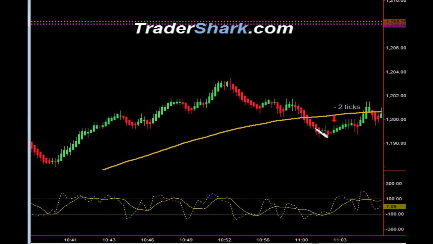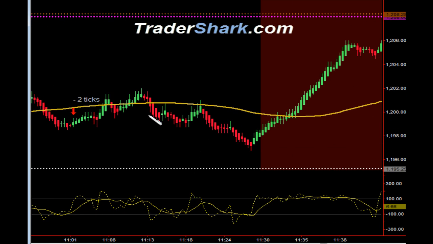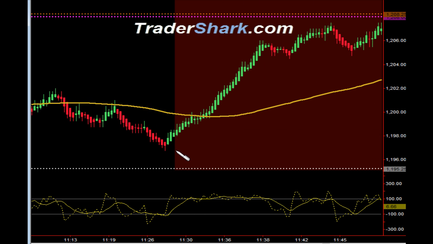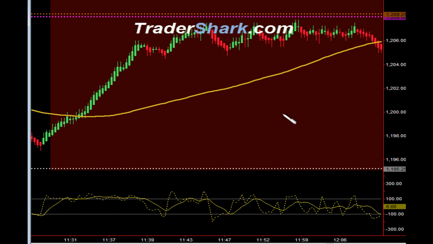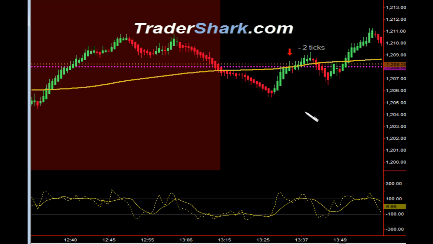When we broke through the moving average to the downside, had an opportunity to get short. Target 1 was hit, got stopped out for -2 ticks. We then went into the no trade zone, which is from 11:30 until 1:15 Eastern Standard Time, just primarily because it's a period of lower volume and higher volatility.